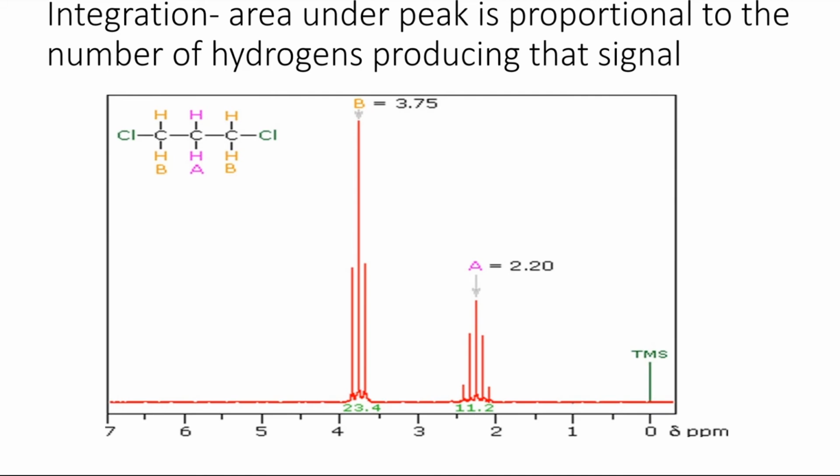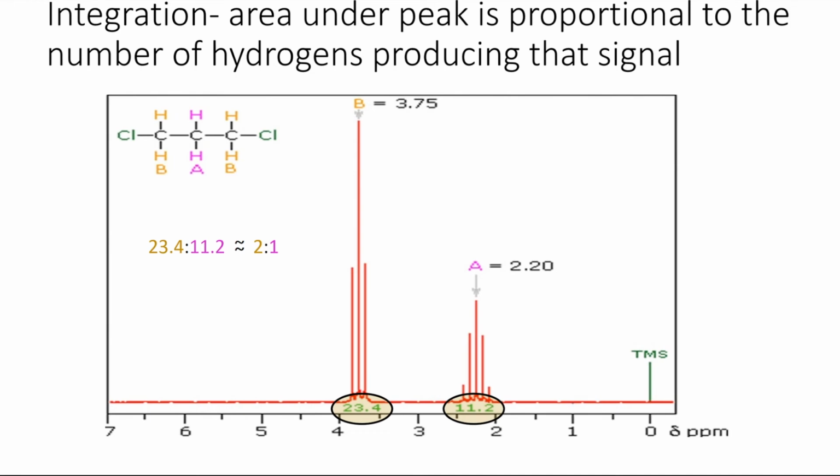We also covered integration. So here we have the area circled here under the peaks, and you're generally given the area or the ratio of the areas. The ratio of 23.4 to 11.21 simplified is about a 2-to-1 ratio. And so that means that the number of hydrogens producing each signal must be a 2-to-1 ratio. Let's see if that's true.